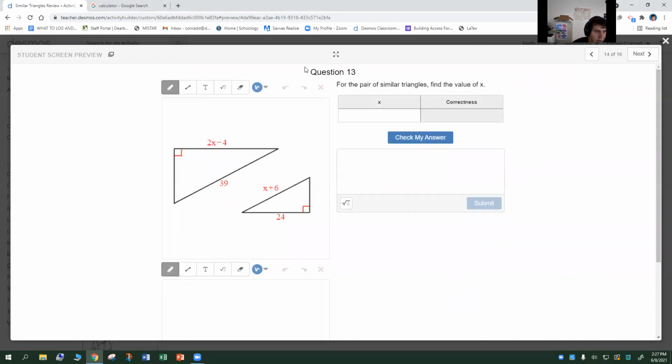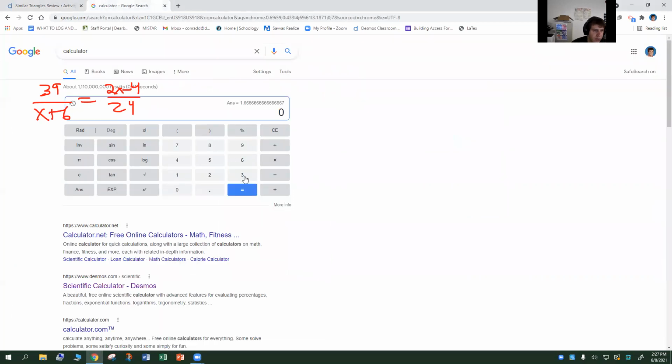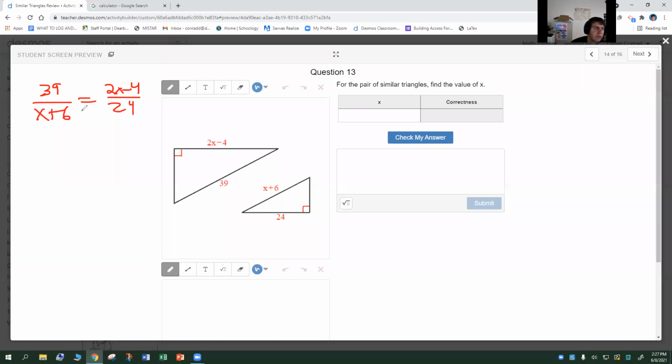Right. So here, again, we want to match up hypotenuse with hypotenuse. So we're going to do 39 going to match up with x plus 6 equals, if you started with the first triangle, the left triangle, you got to start with the left triangle again. So 2x minus 4 matches up with 24. Okay, we can cross multiply. So 39 times 24 is 936. Cross multiply 936. Then we have x plus 6, 2x minus 4 multiplied by each other.